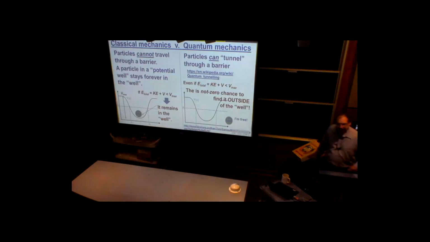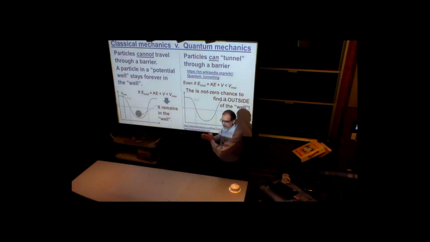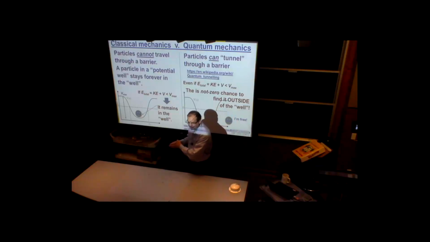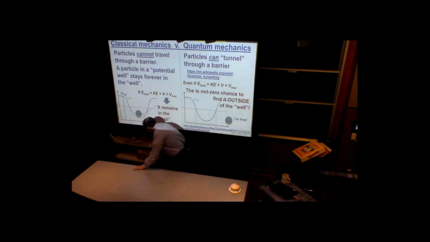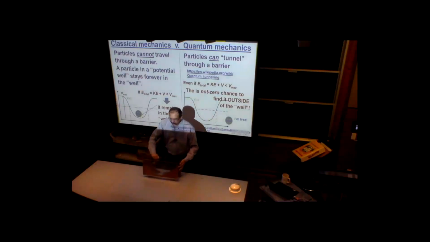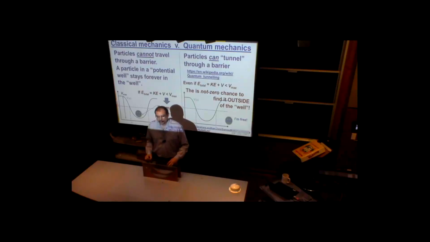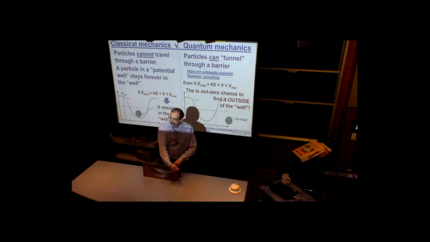Now, as we have learned, there is a big difference between the quantum world and the classical world. For example, in the classical world, a particle which is in a potential well cannot escape it on its own. If the total energy of the particle is less than the maximum potential energy of the well, it remains inside forever. We have to use an external force, an additional energy, to make it out.